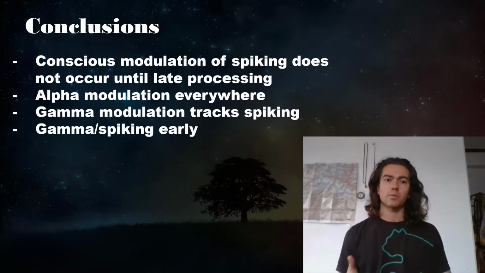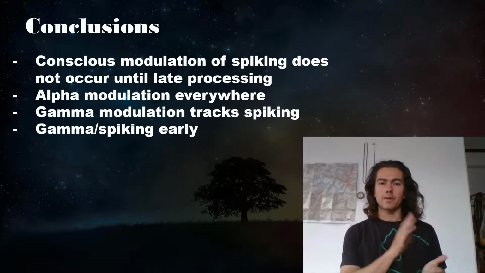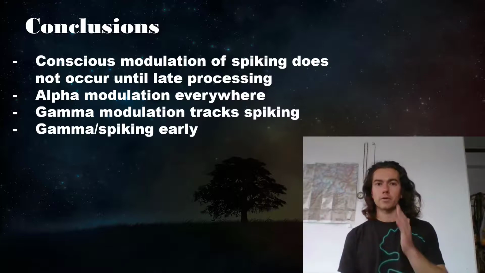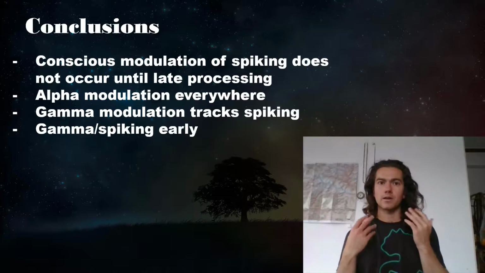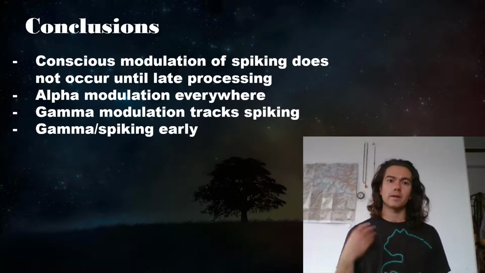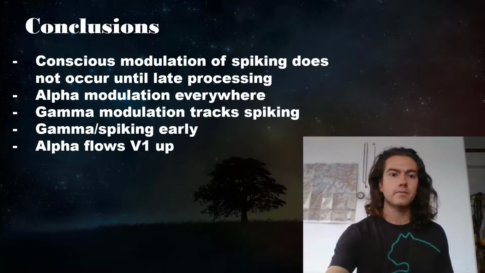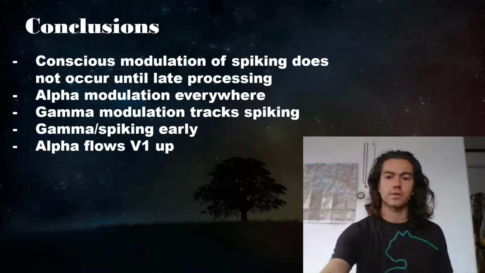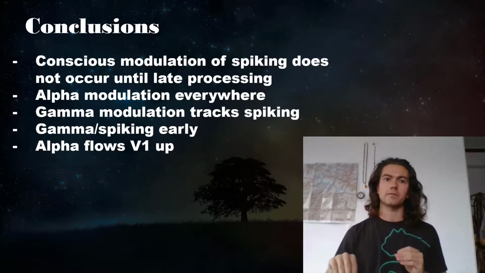The gamma and the spiking changes happen as early as 150 milliseconds. So from the time that those dancing dots come on the screen to the time that the monkey has a divergence in neural activity between the conscious and the non-conscious representation of the red circle is as early as 150 milliseconds. So that's super fast. And the alpha flows up from V1. That was something that we saw, that the alpha modulation actually starts in V1.